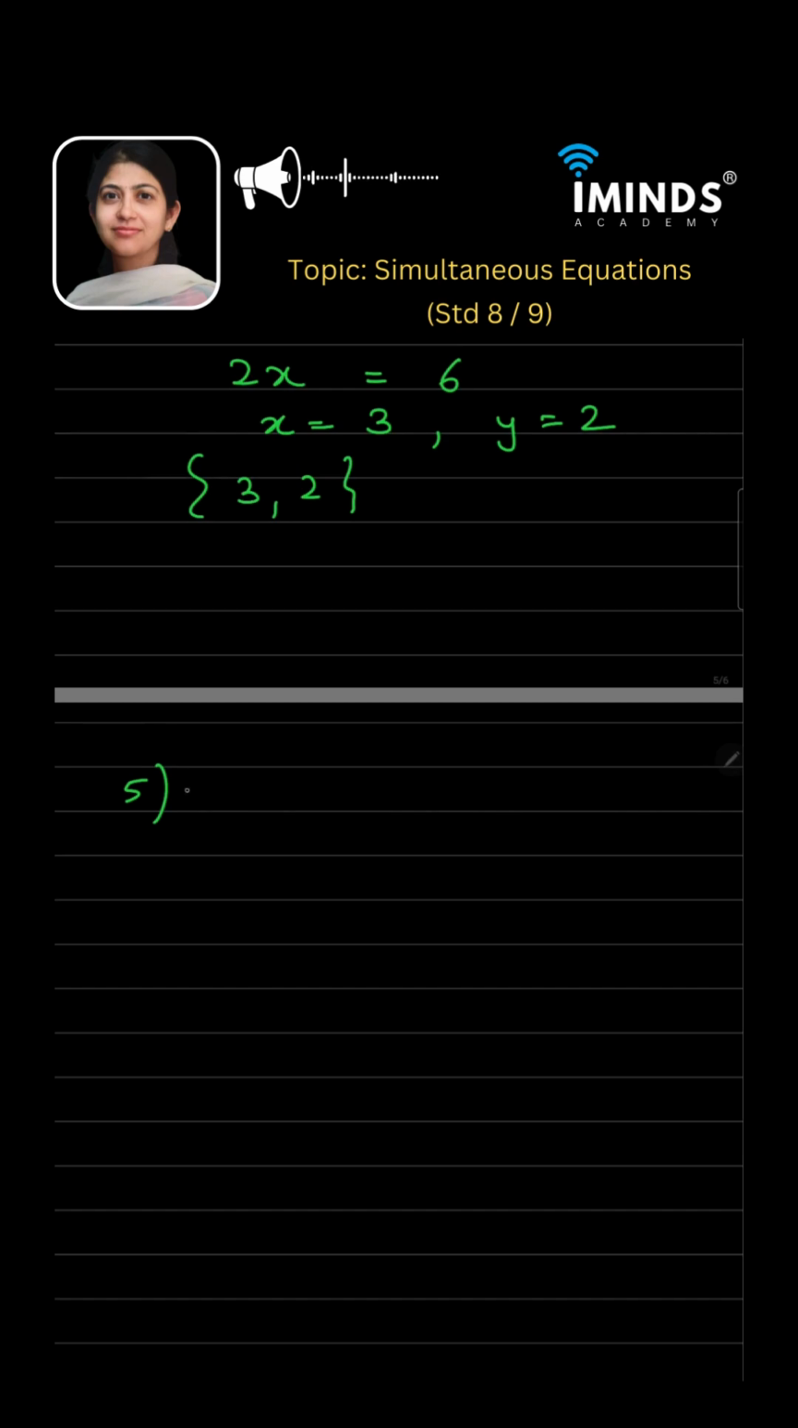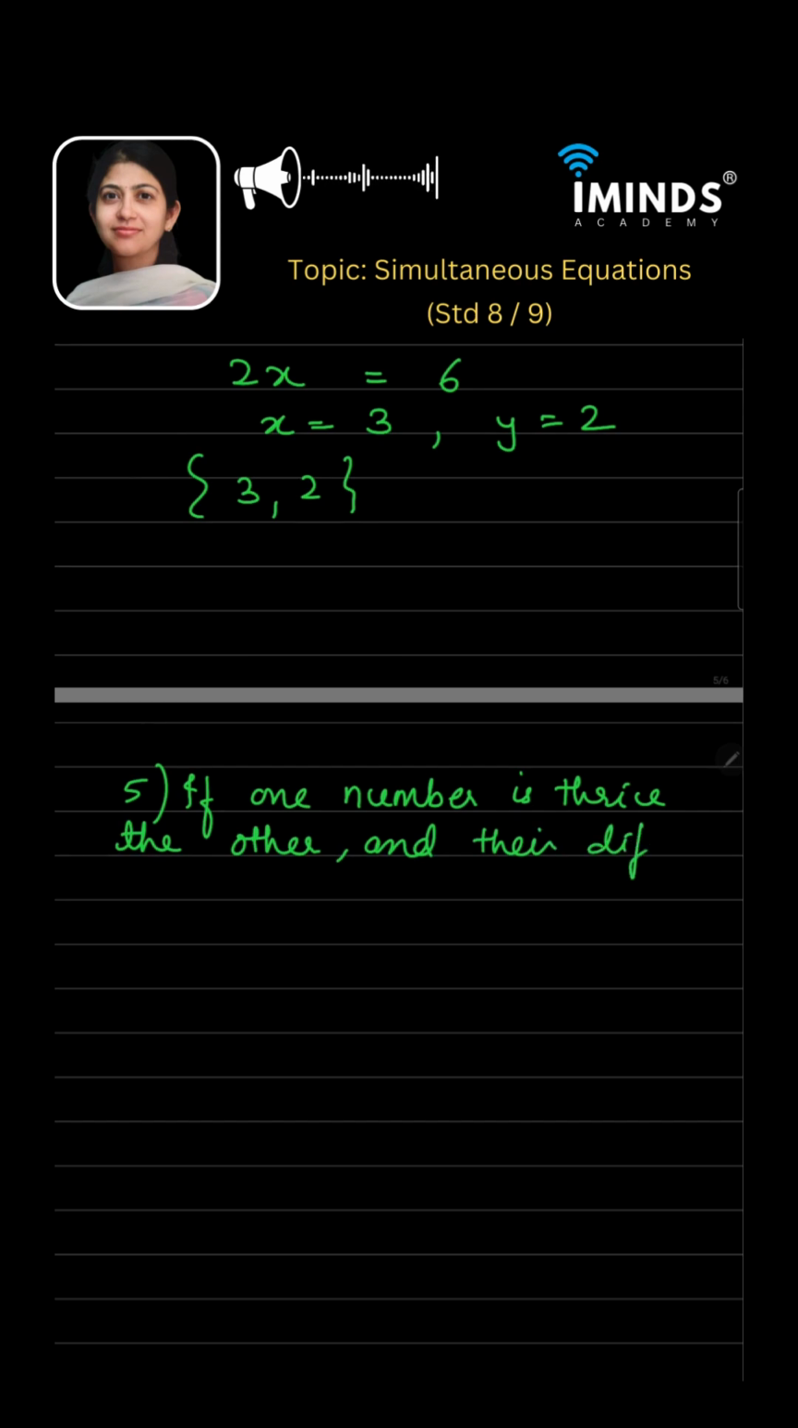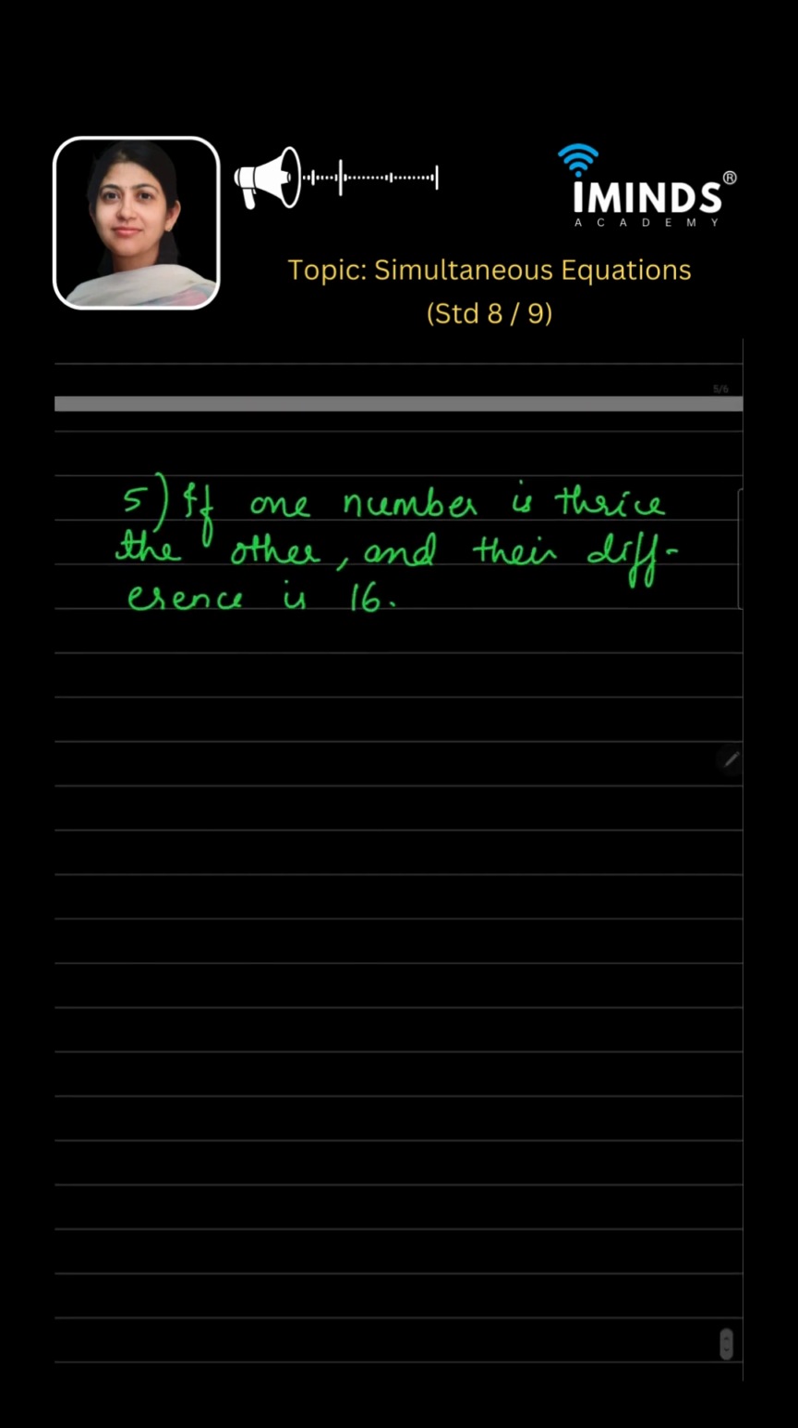Okay, so suppose if I give you one problem: if one number is thrice the other and their difference is 16, find the numbers. Okay, so now you can frame the question. Let one number be x, other number be y. One number is thrice the other, so x is equal to 3y. It means x minus 3y is equal to 0.